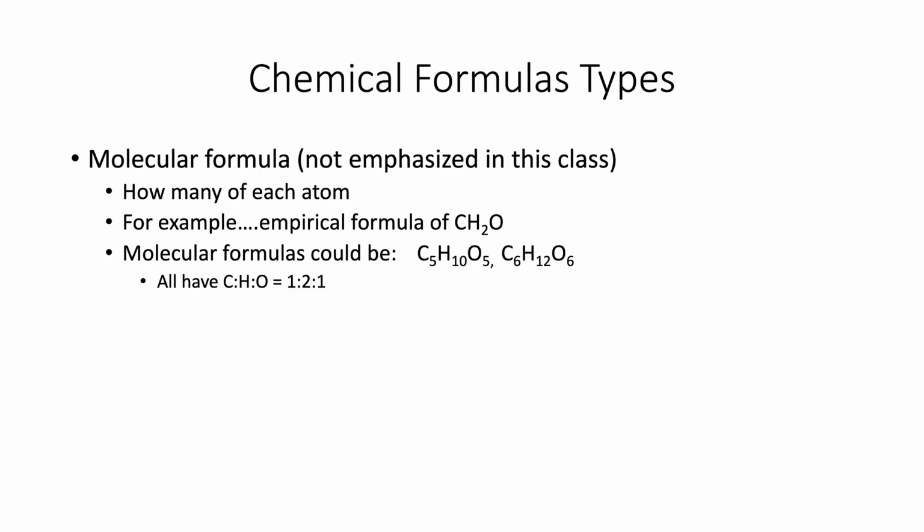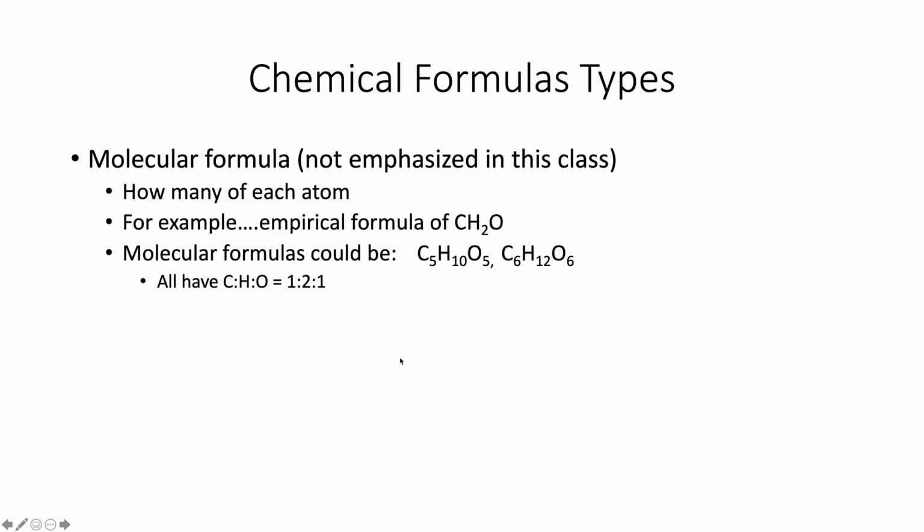Now another type of formula is a molecular formula, and the book does more with this than I do, and I don't do very much of it. But it's a little bit different because we say how many of each element. So an empirical formula is the lowest whole number ratio. For example, from the empirical formula CH2O, which is the formula of all the carbohydrates, these are a couple molecular formulas that have that same ratio of 1 to 2 to 1: C5H10O5, C6H12O6 are molecular formulas with this empirical formula.